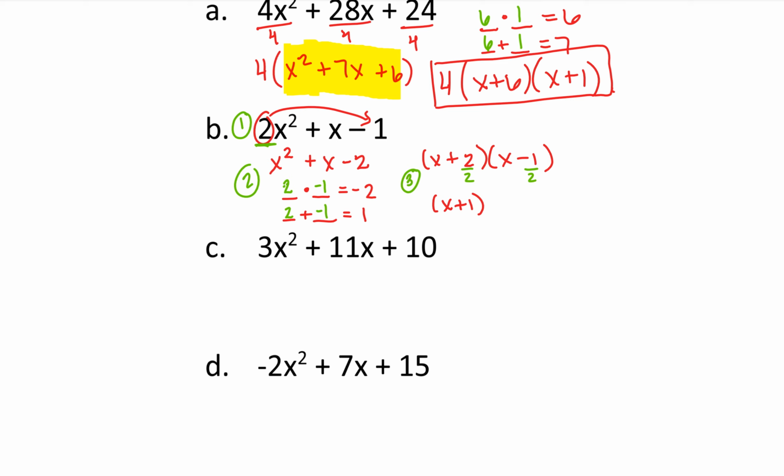That second one is negative 1, can it be divided by 2? No, it can't. Well, then I have to take it and bring it to the front so that I end up with a 2x minus 1. This is my final factor.